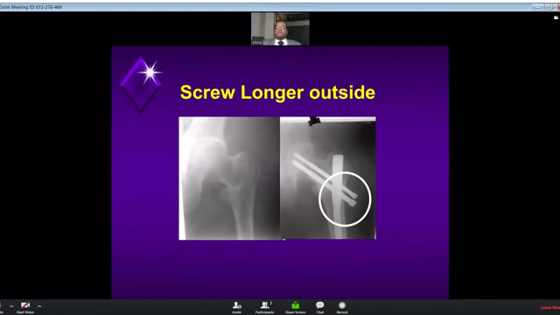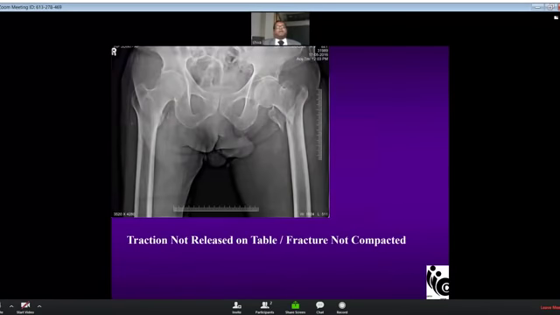So what happens when the screw is longer outside? This can toggle, and that will cause losing of the purchase, and sometimes differential toggling happens and one of the screws gets stuck up. Another reason is not releasing the traction.